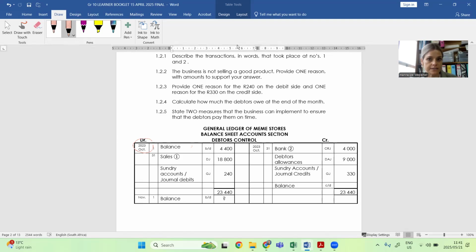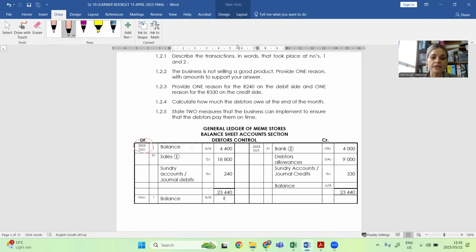That resulted in them being a debtor, therefore included in my debtors control. And these debtors haven't yet made payment for the goods on the 1st of October. So purchased prior to the 1st of October, but I still haven't received the payment from them. Therefore, on day 1 of my current month, my debtors owe me 4,400 Rand.